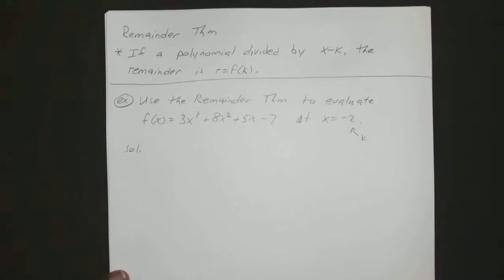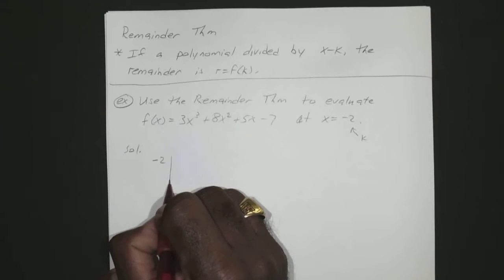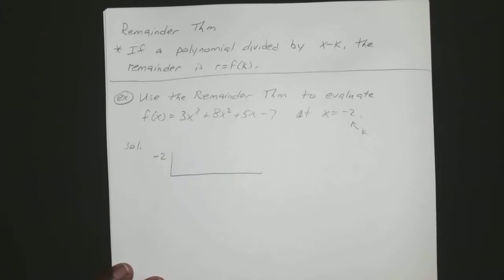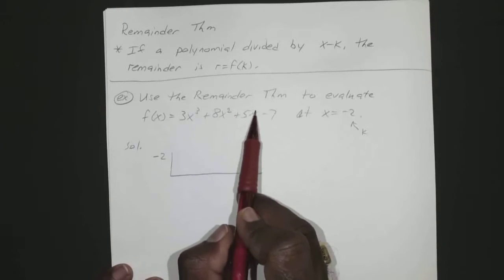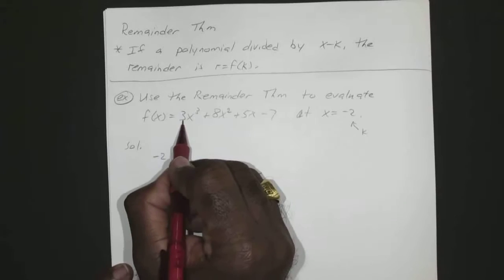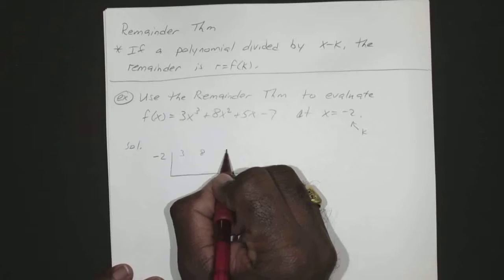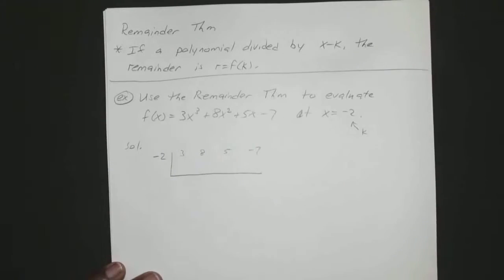Okay, so if you have your k value here, you have -2. Remember your upside down division bracket. And it's 3, 2, 1. So all of your exponents are in descending order, so we're good there. So you put your coefficients, 3, 8, 5, and -7.